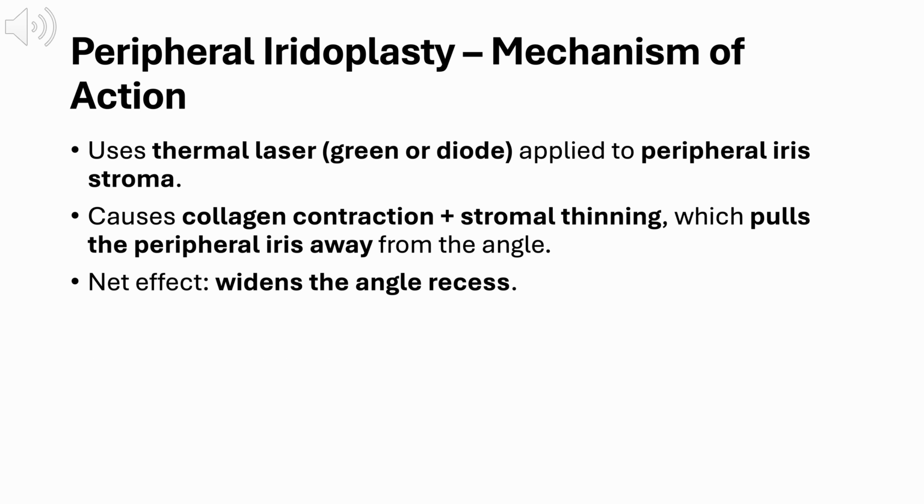Given the limited preventative role of iridotomy in suspects, it's natural to look at other ways to modify the angle anatomy. Peripheral iridoplasty works through a very different mechanism. Instead of creating an opening in the iris, it uses a thermal laser, typically green or diode, directly on the peripheral iris stroma. The heat induces collagen contraction and stromothinning, and that contraction physically pulls the peripheral iris away from the trabecular meshwork. The net effect is a widening of the angle recess, which can be particularly useful when the iris configuration itself is the driver of crowding.